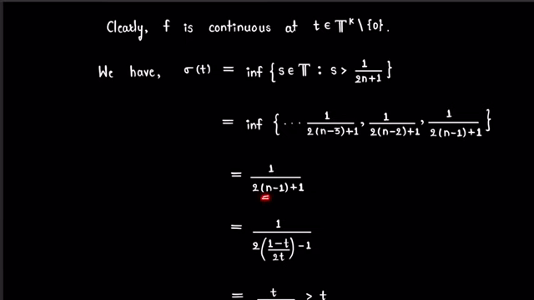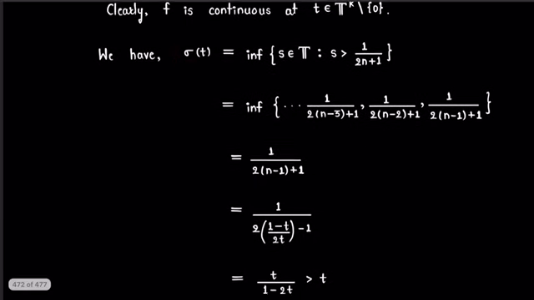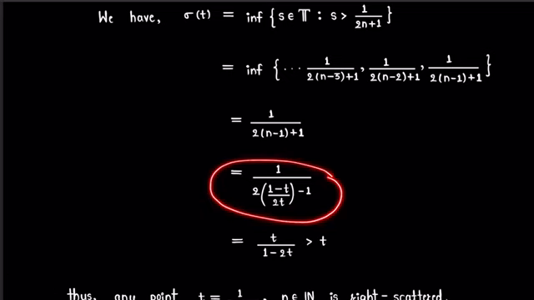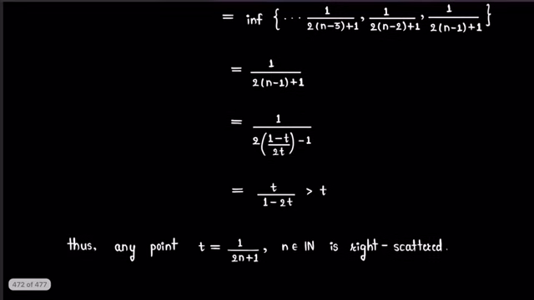So we get sigma t equals 1 divided by 2n minus 1 plus 1. Substituting the value of n, we get sigma t equals 1 divided by (1 minus t divided by 2t) minus 1. So rearranging this, we get sigma t equals t divided by 1 minus 2t, which is clearly strictly greater than t. So every non-zero point in set T to the power k of the form 1 divided by 2n plus 1 will be a right scattered point.